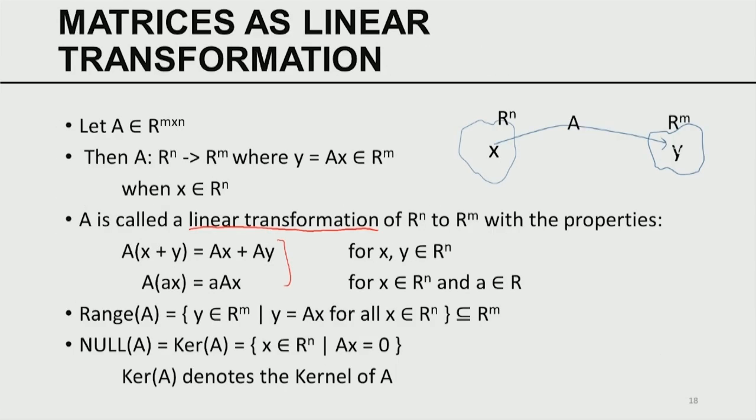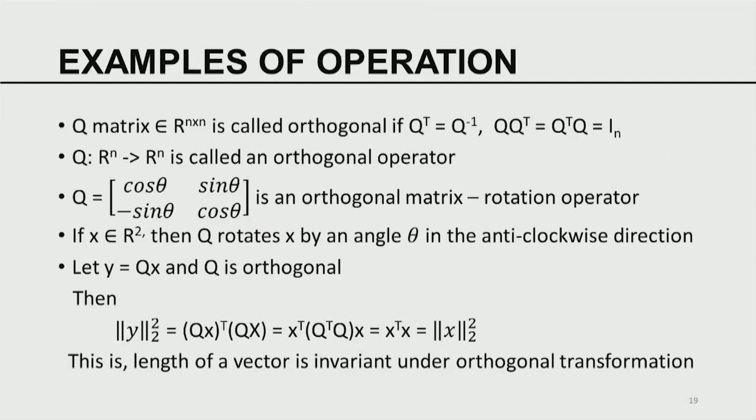So I would like to emphasize that given a linear transformation A, there are essentially two subspaces associated with it. One is called the range space, another is called the null space. The range space is a subspace of Rm. The null space is a subspace of Rn. So this is the range of A, this is the null space of A. So you can see I am associating two spaces with every given linear transformation.